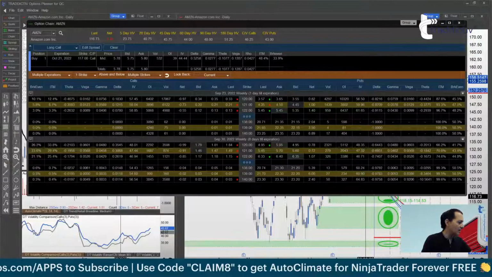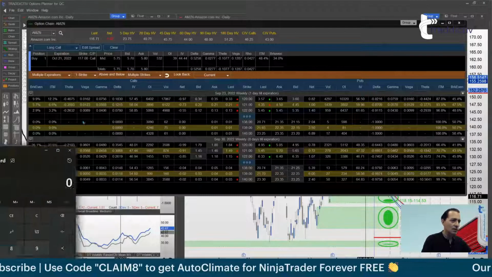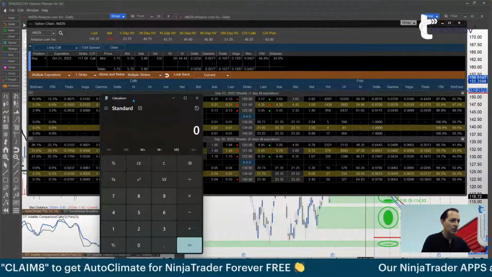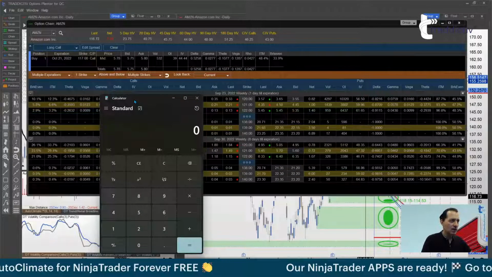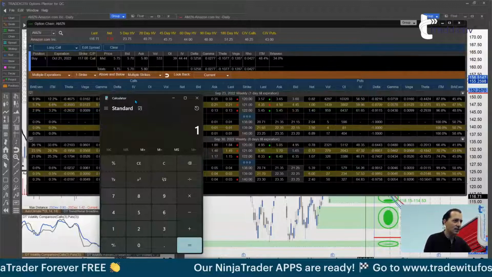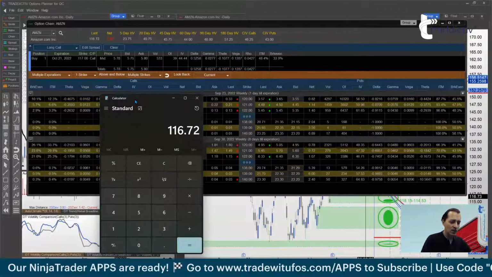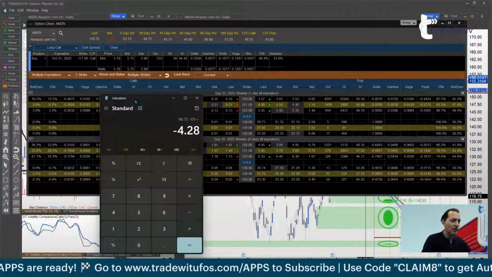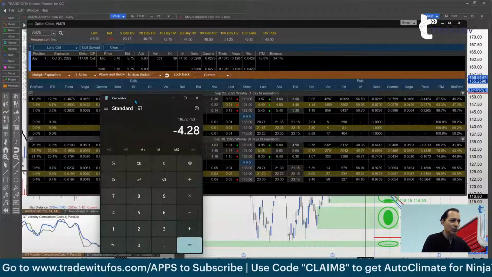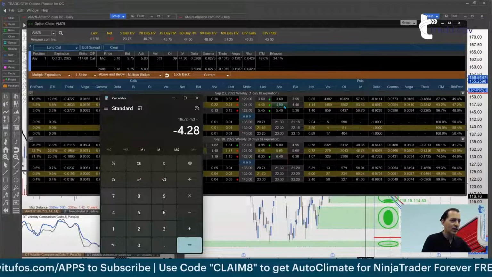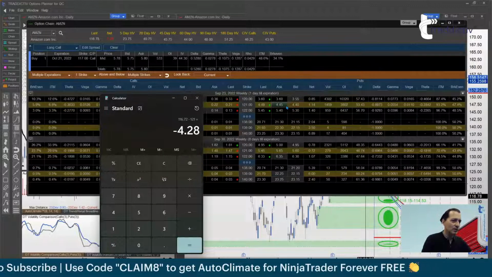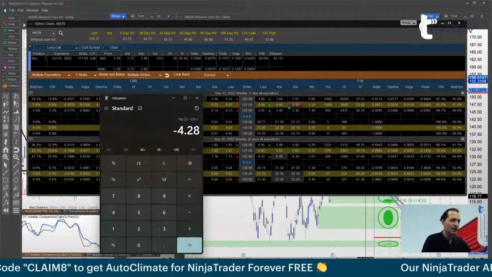if we do the math, so let me bring a calculator here. So the current value of Amazon is 116.72, and the strike is 121. So this option is in the money by 4.28. 4.28 minus the midpoint, okay, that is 4.425.